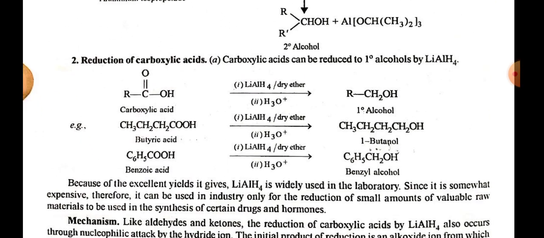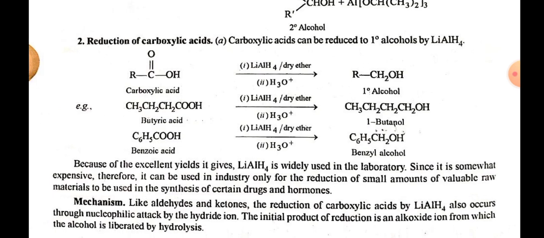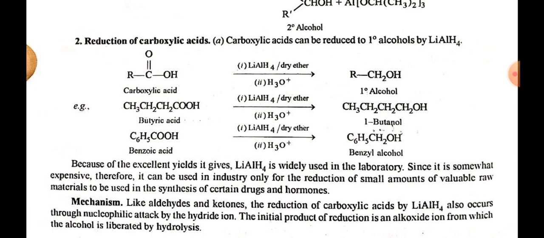The second reduction is reduction of carboxylic acids. Carboxylic acids can be reduced to primary alcohols by lithium aluminium hydride. A carboxylic acid, when reacting with lithium aluminium hydride in the presence of dry ether and followed by hydrolysis, gives a primary alcohol. When butyric acid reacts with the same reagent, it gives butanol. Benzoic acid, when reacted with the same reagent, gives benzyl alcohol.